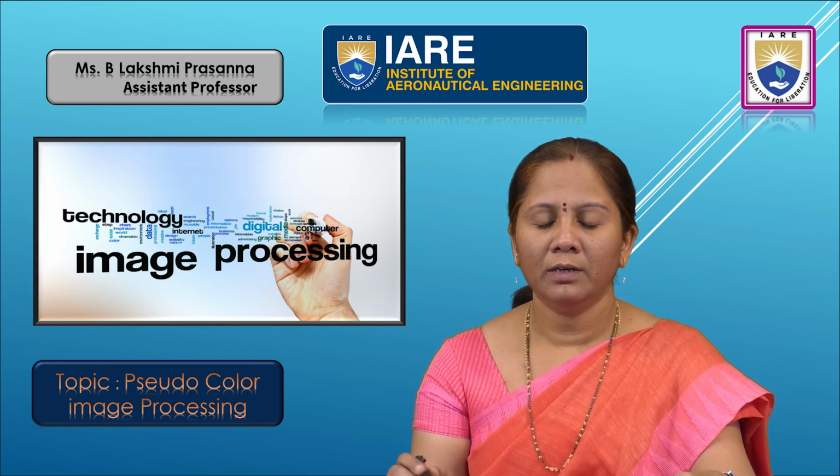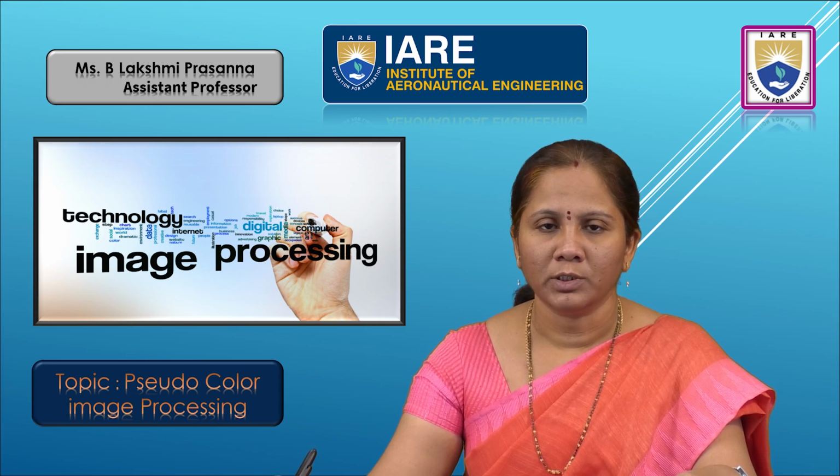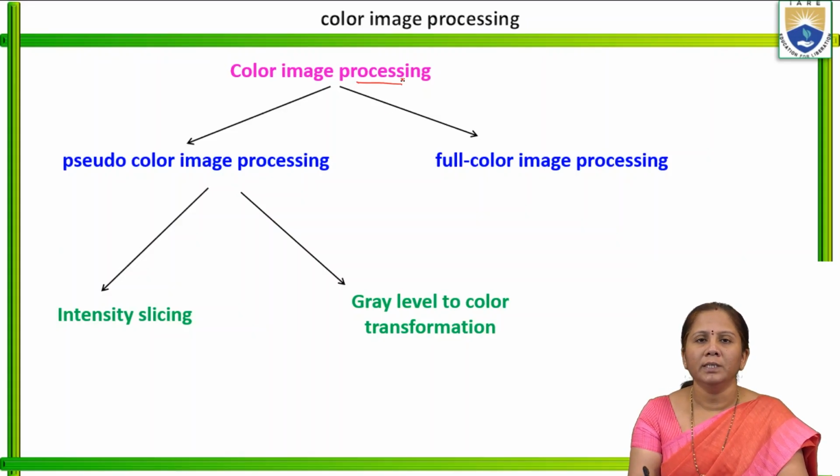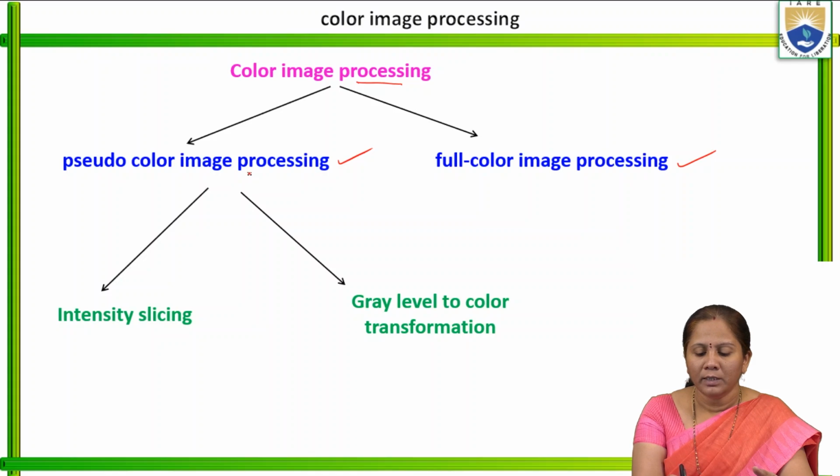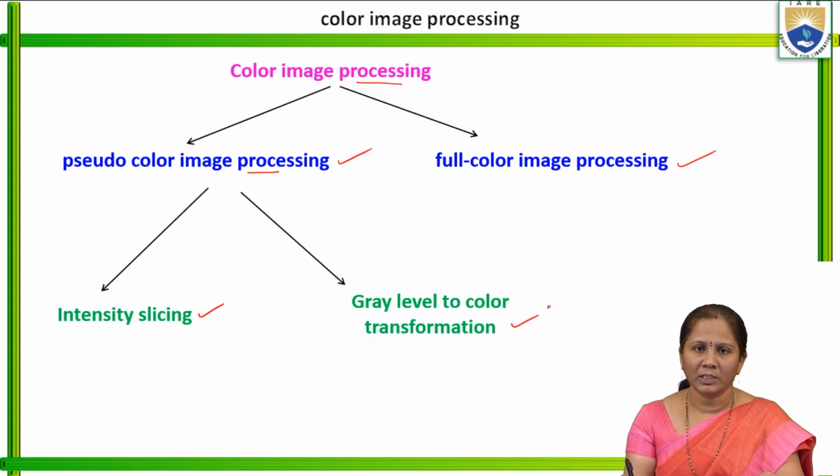In this session, we will learn about pseudo color image processing. Color image processing can be done in two ways: one is pseudo color image processing and the second one is full color image processing. We already discussed these in the introduction to color image processing. In pseudo color image processing, we have two techniques. First one is intensity slicing and next technique is gray level to color transformation.